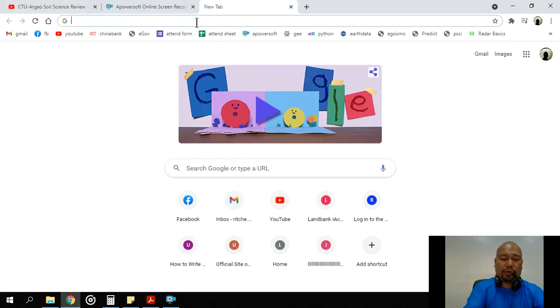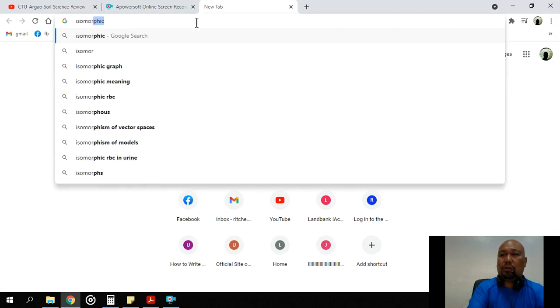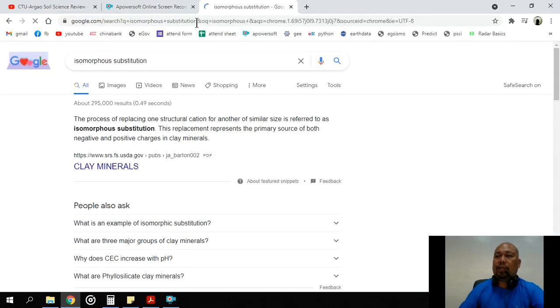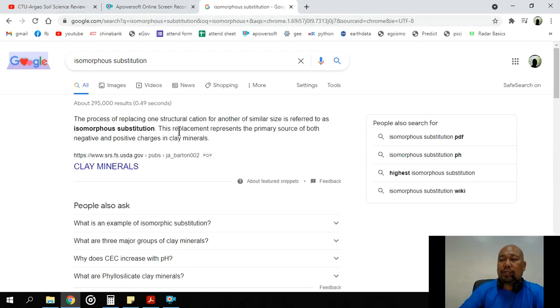What's isomorphous substitution? There. The process of replacing one structural cation for another of similar size is referred to as isomorphous substitution. This replacement represents the primary source of both negative and positive charges in clay minerals. So I think that answers the question.